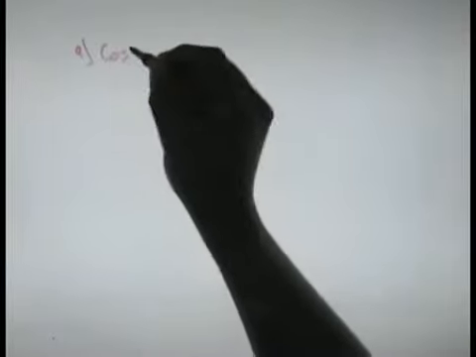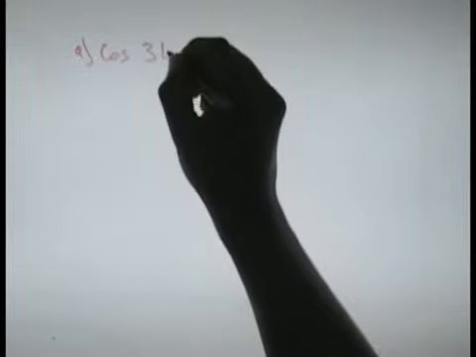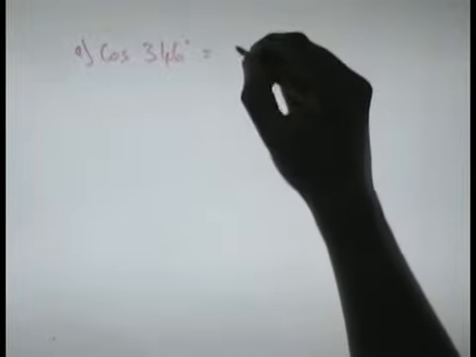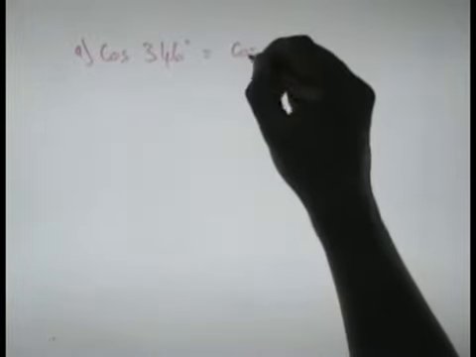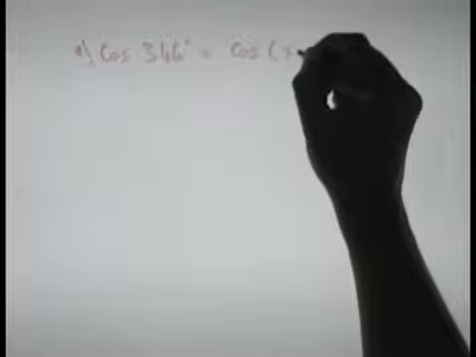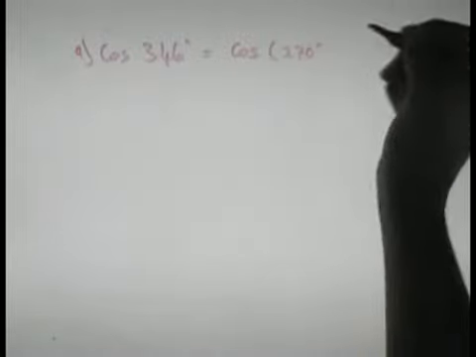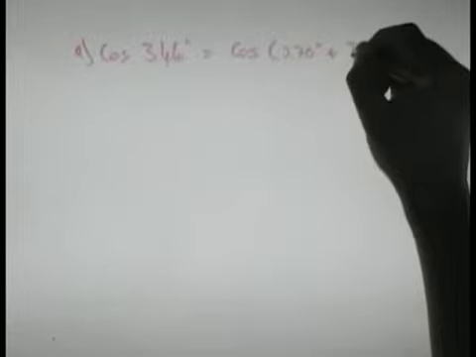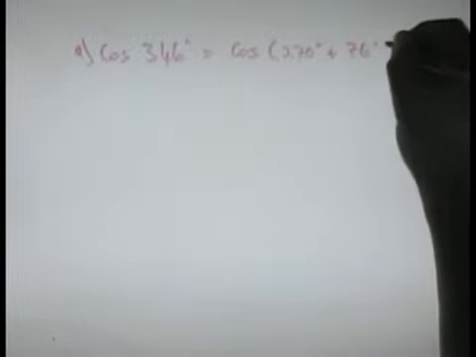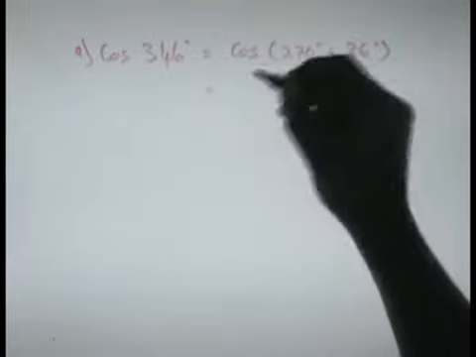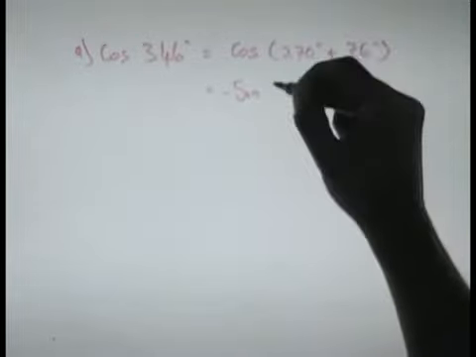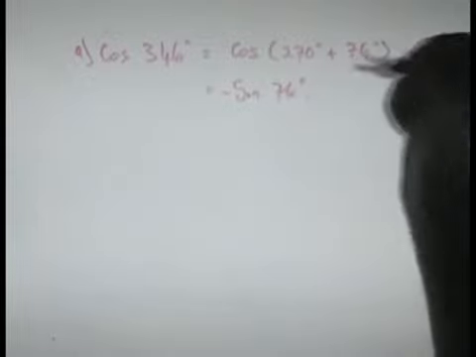Number 9 says that we are looking for cos of 346 degrees. That's going to equal cos of 270 degrees plus 76 degrees, which is going to equal, cos becomes sine, negative sine of 76 degrees.